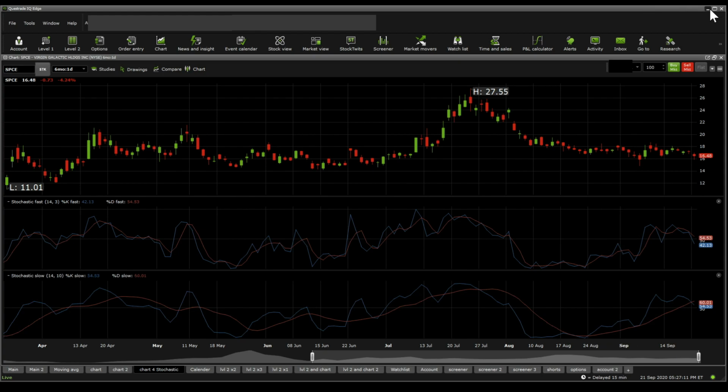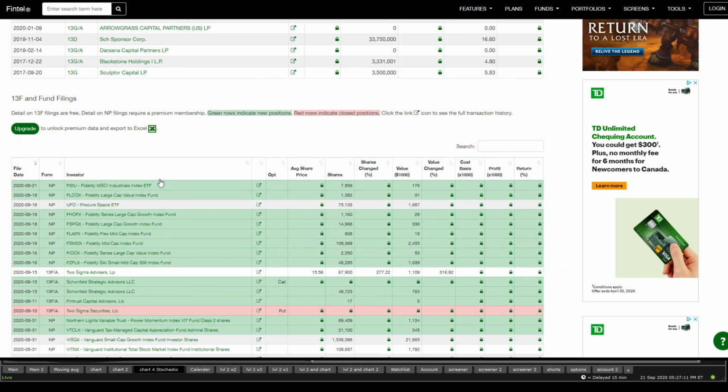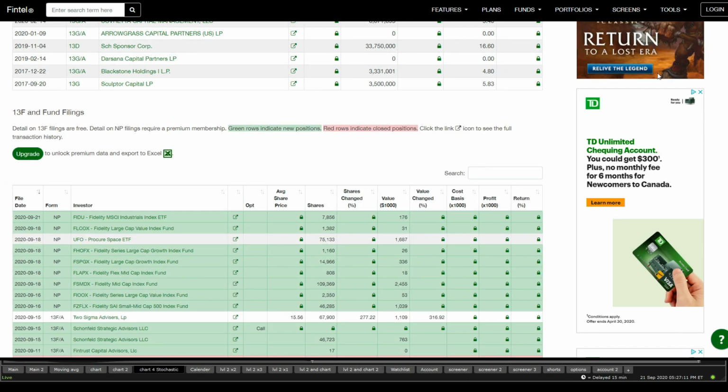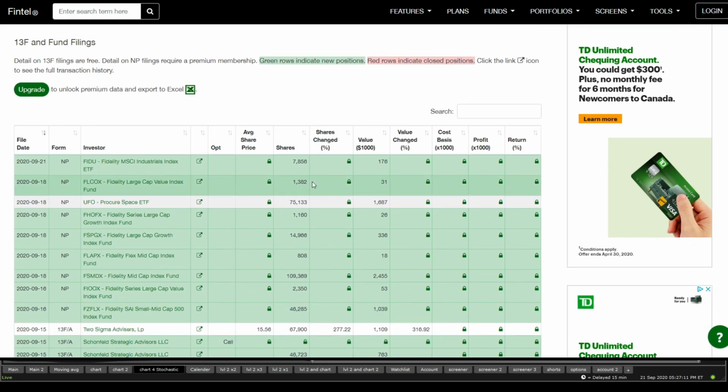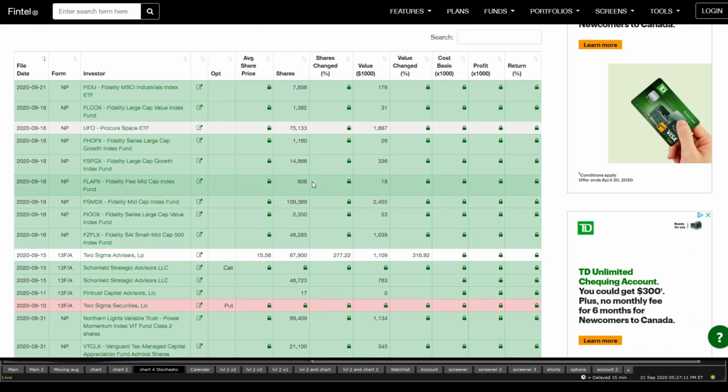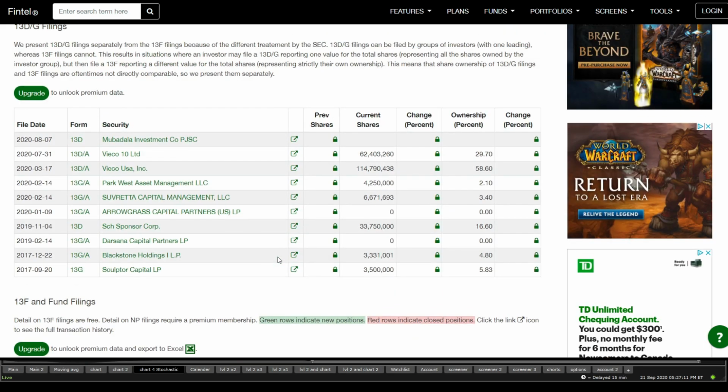Let's take a quick look into company news and what there is to know about the company. In terms of institutional buyers, it looks quite positive at the time being. There's more additional ETFs and index funds rather than investors, but it looks positive. Two Sigma here has closed their position. They put a put and then they bought more shares. So that is quite interesting for me.